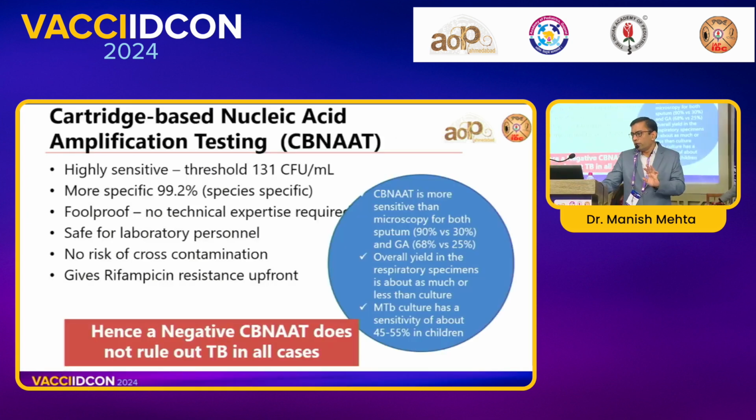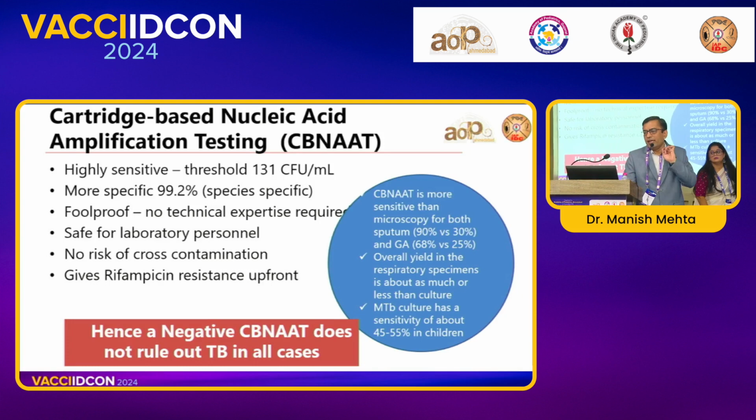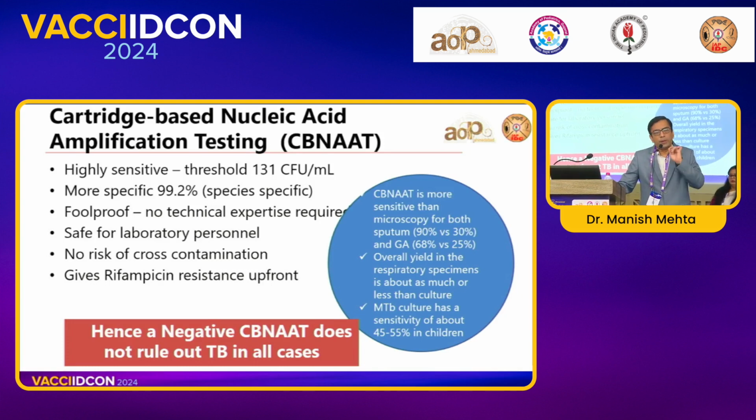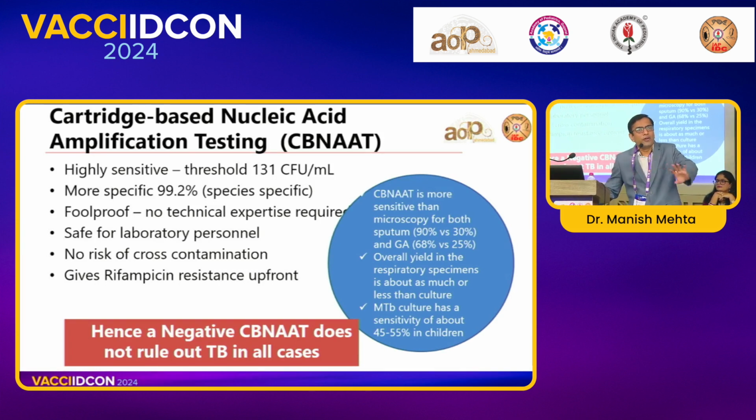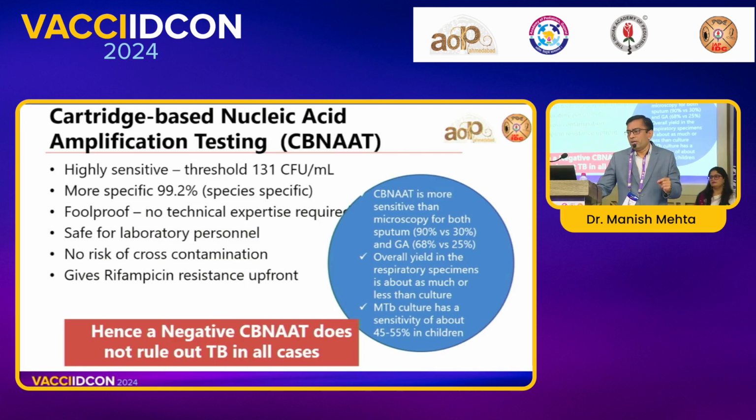Once you have the report, what is CBNAAT? It has very high sensitivity, as we told, 131 bacilli per ml, and it is more specific, with no cross infection or contamination. So it is a closed technique. Once the sample is collected, it is not opened anywhere, it is directly put in the machine. So chances of infection of lab personnel are very low, chances of contamination are very low. So it's a really good test and it gives you rifampicin resistance upfront.